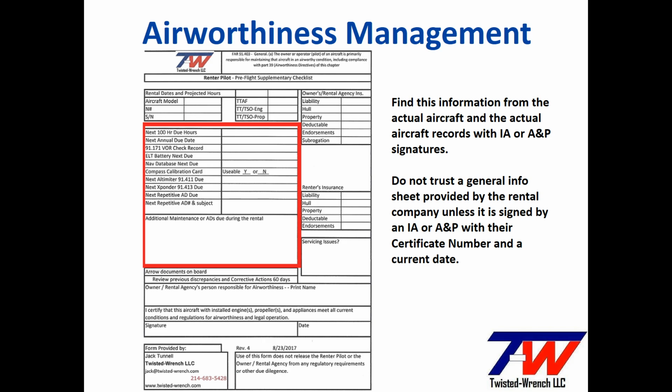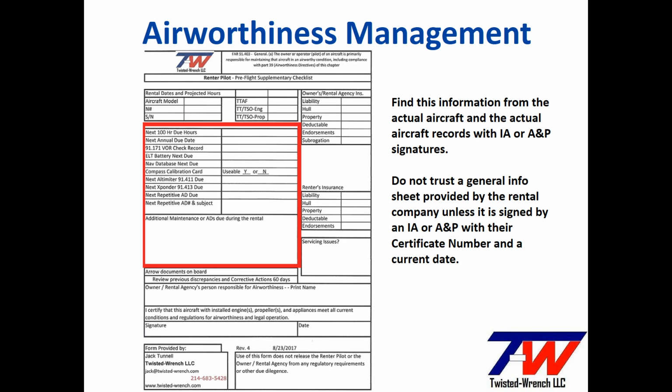You should be able to find the last 100-hour or annual inspection sign-off in the records for the airframe and the engines. If you find an annual sign-off for the airframe and a 100-hour sign-off for the engine for the same date and hours, that's okay. You should read through the records of what's been done while the aircraft is in service. The VOR check is only required for an aircraft that is used for IFR flight.